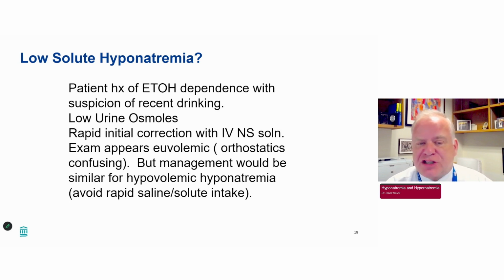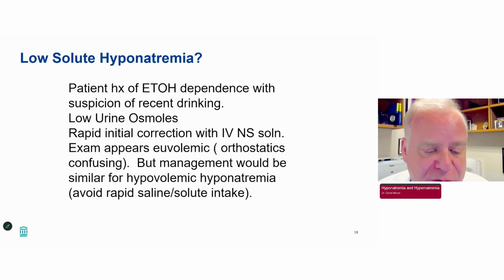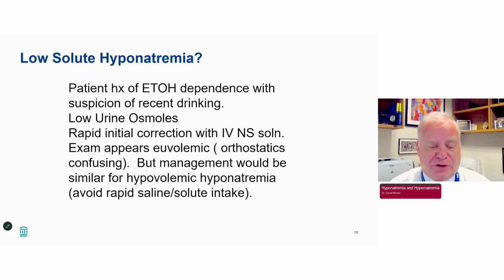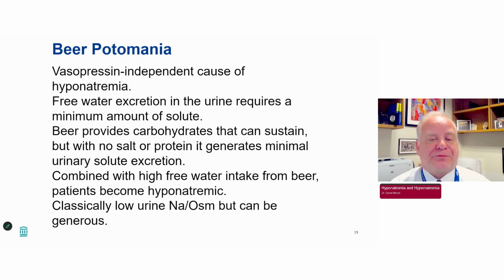So here he has a history of alcohol dependence with suspicion of recent drinking. He had low urine osms, but not profoundly low. He had a rapid initial correction with IV saline, seemed euvolemic, but his orthostatics were confusing. And as I said, the management would be similar for hypovolemic hyponatremia, to avoid a rapid saline or solute intake.